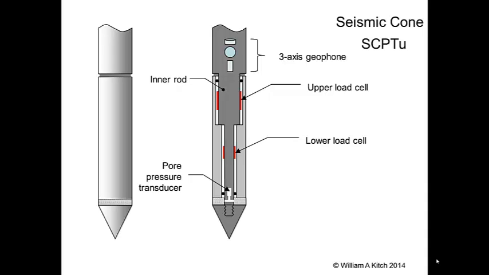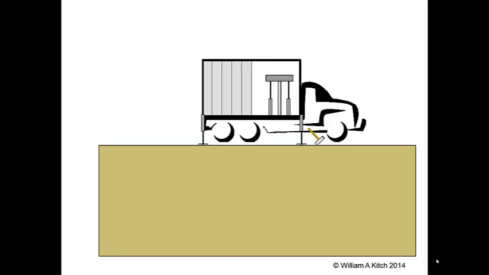Using the geophone and a shear wave source located at the ground surface, we can determine the shear wave velocity of the soil as a function of depth. The shear wave velocity is a particularly important variable in determining liquefaction potential for cohesionless soils. To make shear wave measurements, the CPT probe is pushed into the soil and tip resistance, side friction, and pore pressure measurements made, just as we've already described.